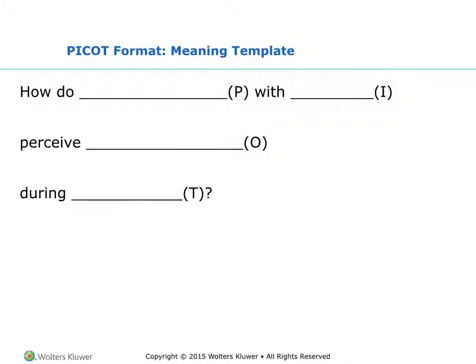The last type of PICO question is the meaning question, and that really gets at qualitative data like we talked about in class. An example might be, how do children with cancer perceive their illness during remissions? So we may want to go to the literature and find out, what does it mean to children who have cancer when they're not sick? What is their perception of their illness? Does it change?